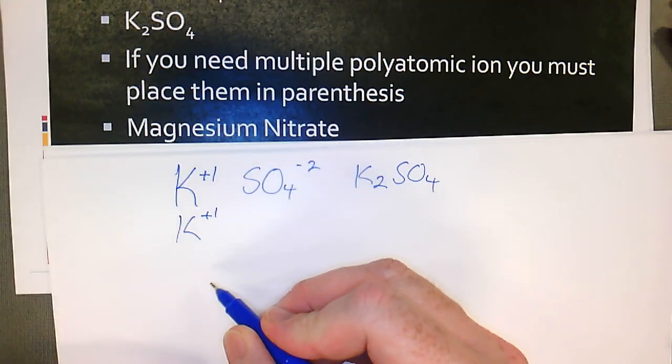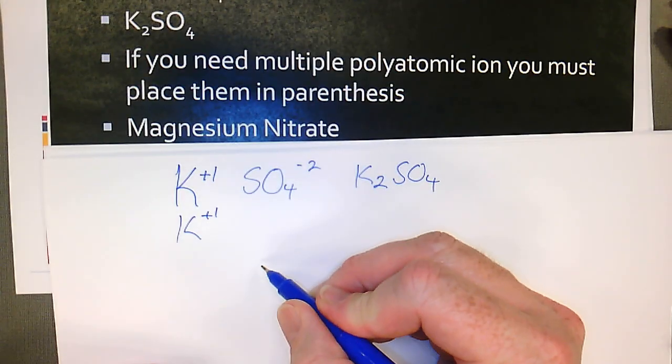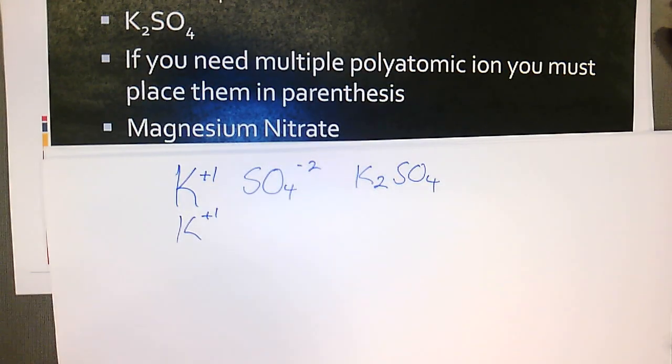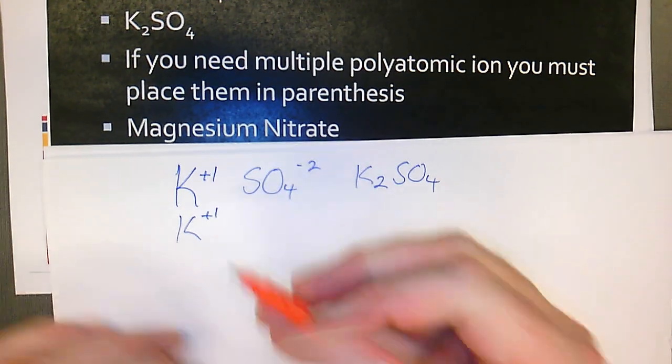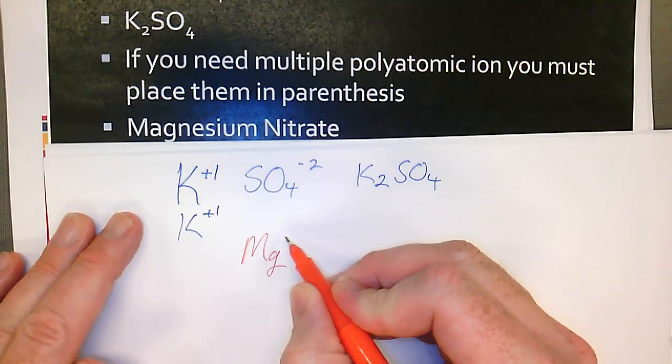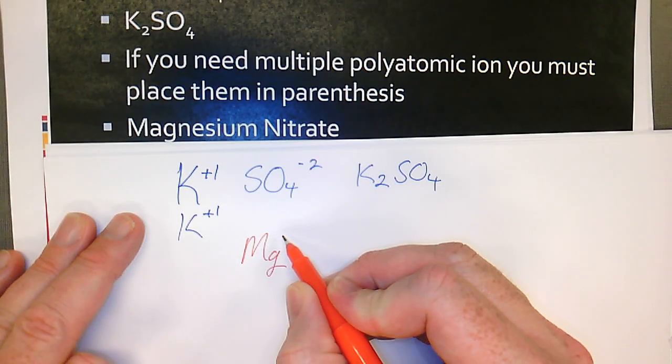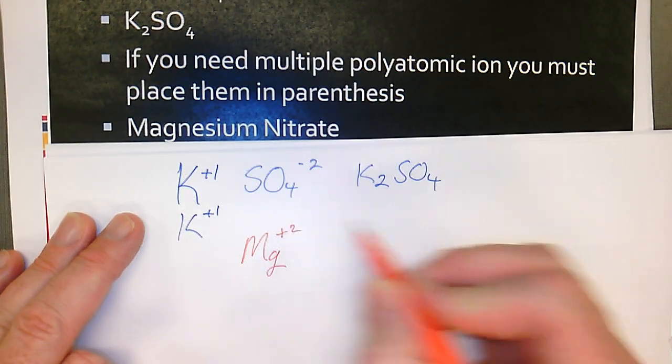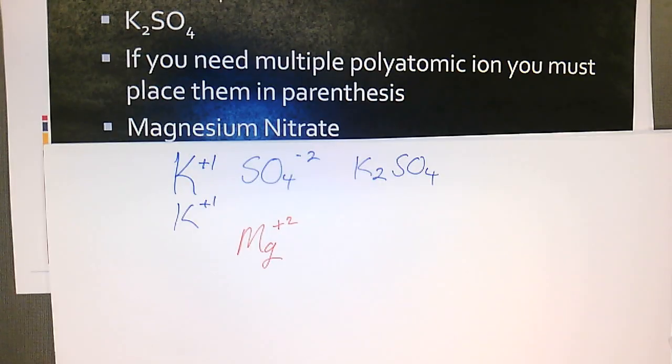Magnesium nitrate. What's magnesium? What's its symbol? Mg. Oh, let me switch pens. Let's go red. All right, Mg. And what's the charge for magnesium? 2, plus 2, yep. All right, and then nitrate, go into our pink sheet.